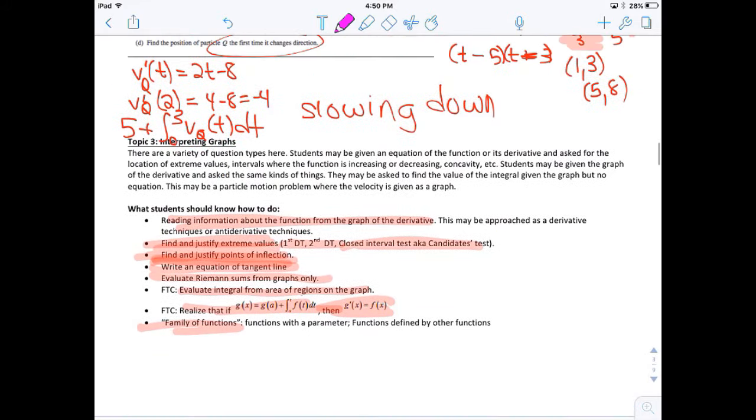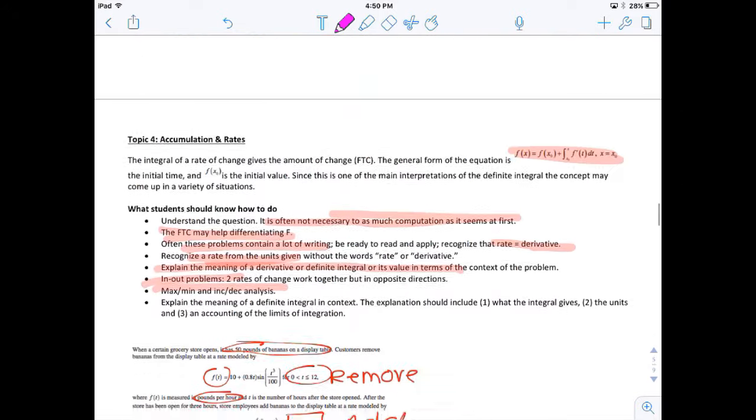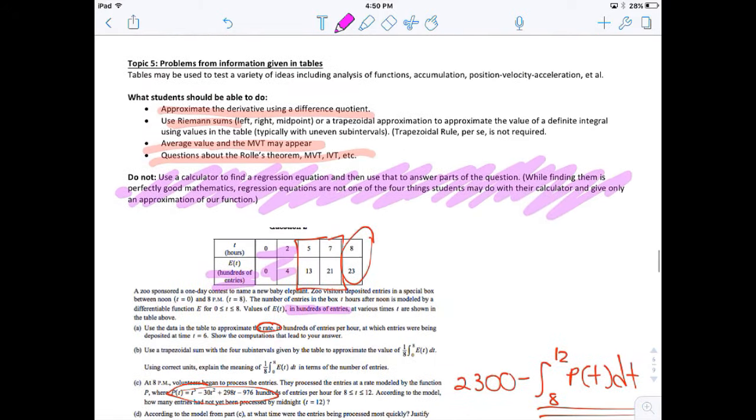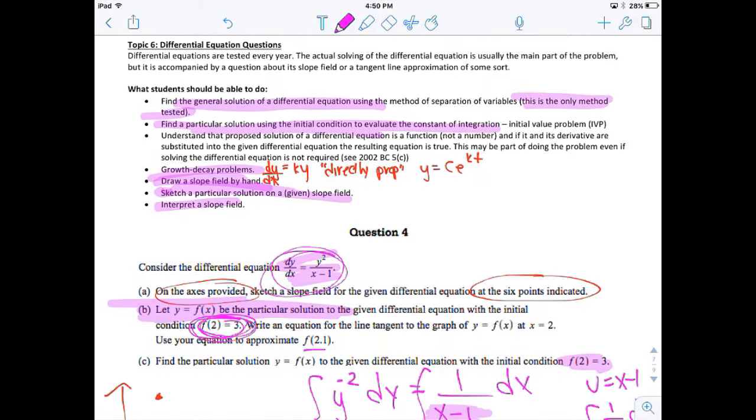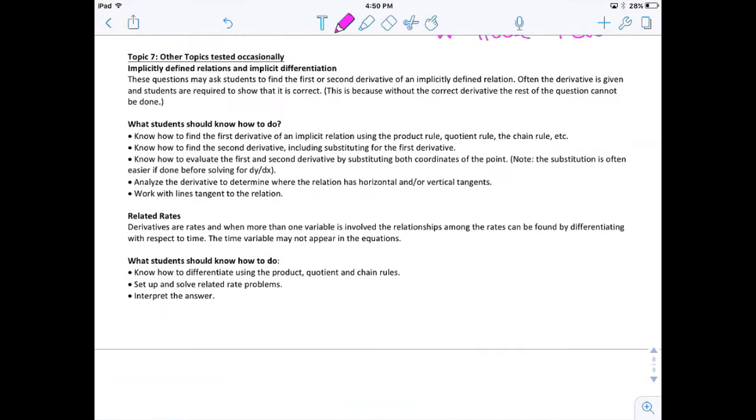So then other types. So differentiation, those can definitely pop up. They'll ask you about second derivatives or first derivatives. They will ask you about knowing how to evaluate them by subbing in points, analyzing the derivative, and working with tangent lines. Those come up a lot. They will use product, quotient, or chain rule, and they can use U substitution. So make sure that you are looking at those.